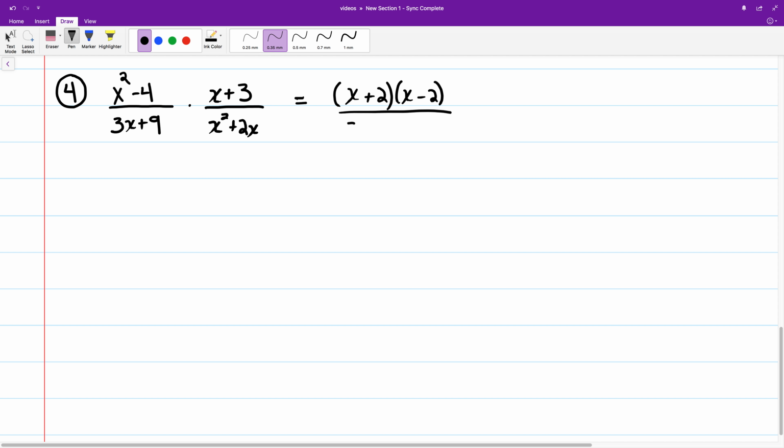For 3x plus 9, I have 3 times the quantity of x plus 3, and I have times x plus 3. And for x squared plus 2x, the greatest common factor is going to be x. So writing in factored form, I have x times the quantity of x plus 2. And we have common factors that exist, one of which is x plus 2, and also we have x plus 3.